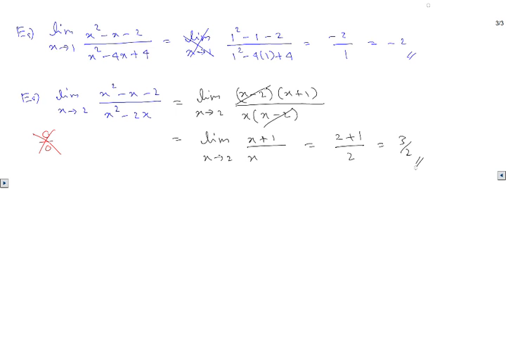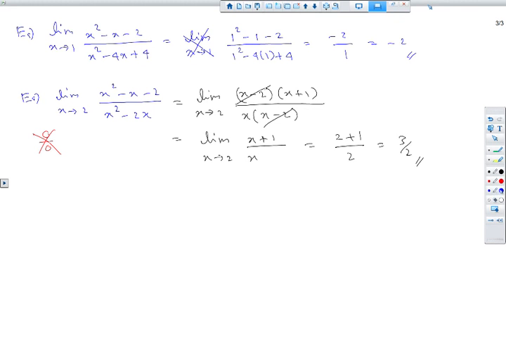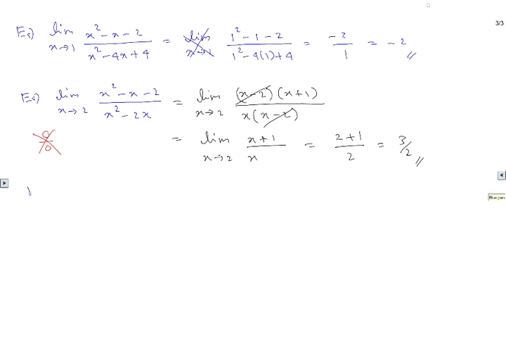So let's do maybe one more. How about this one? I'm going to give you several different examples before we move on to the other ones. I would like to do this one. Limit as x goes to 1 of 1 minus square root x over 1 minus x. Okay, anyone want to try it? How can we do it?